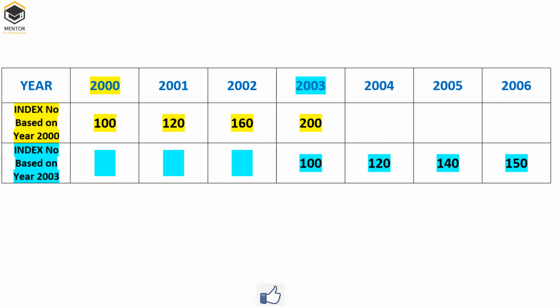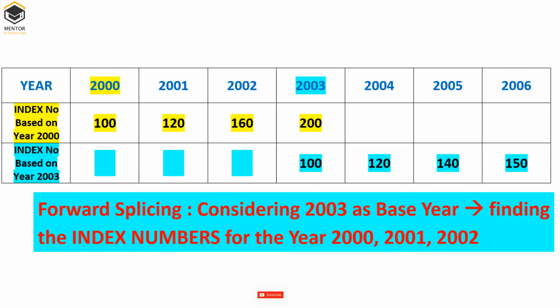Now I have to find out, if I am taking 2003 as the base year for this index number series, what will be the index number for 2000, 2001, 2002? Then this will be called our forward splicing. Considering 2003 as a base year, finding the index number for the years 2000, 2001 and 2002.